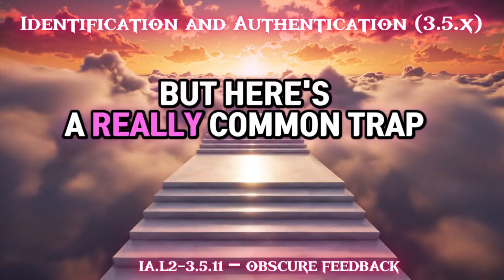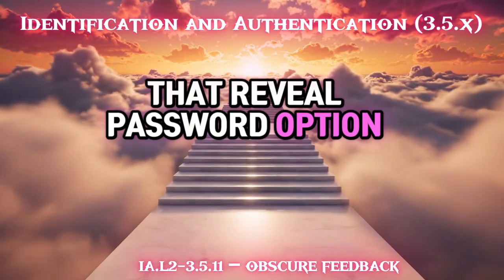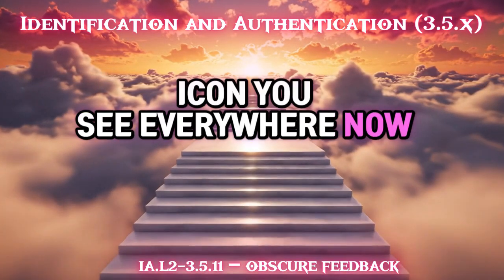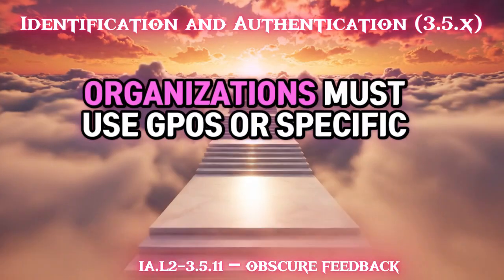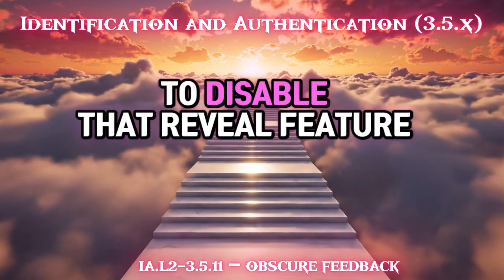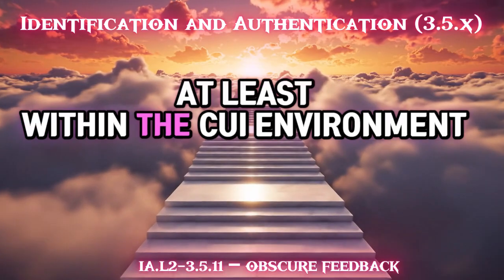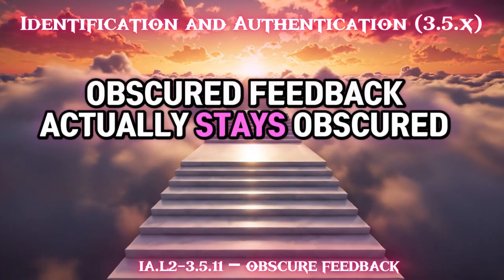But here's a really common trap, a hair-on-fire moment for assessors, that reveal password option. The little eyeball icon you see everywhere now. Oh yeah, the eyeball. That thing. It often completely undermines this control. Organizations must use GPOs or specific application settings to disable that reveal feature, at least within the CUI environment. You have to ensure the obscured feedback actually stays obscured.